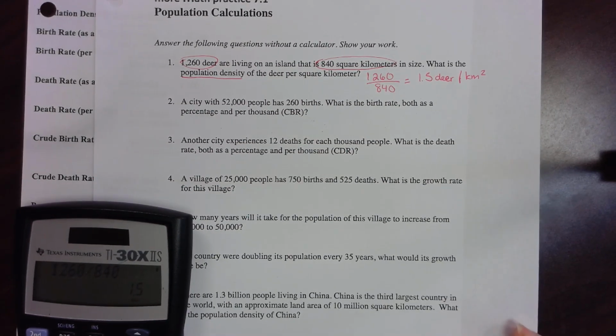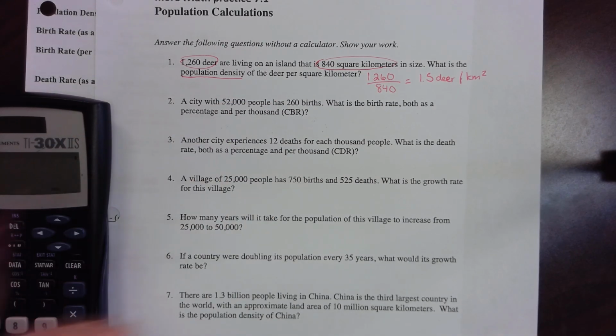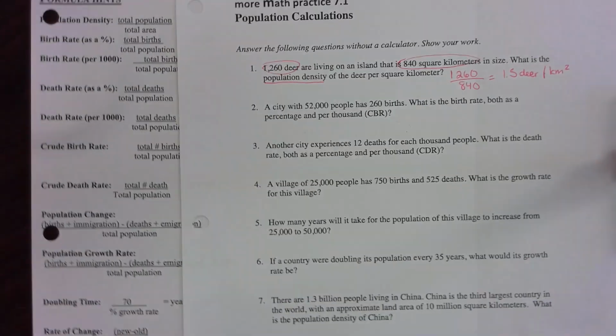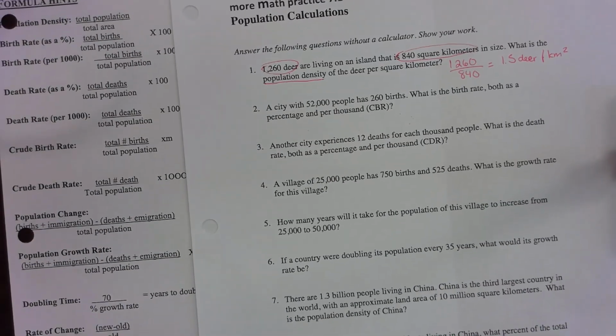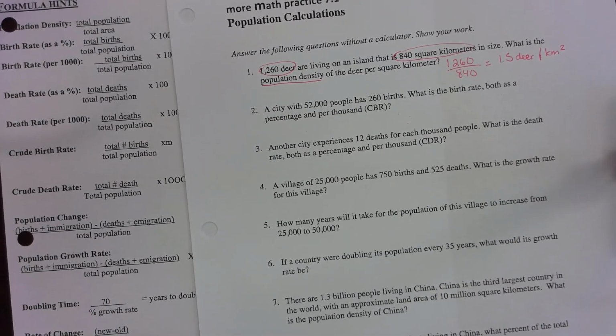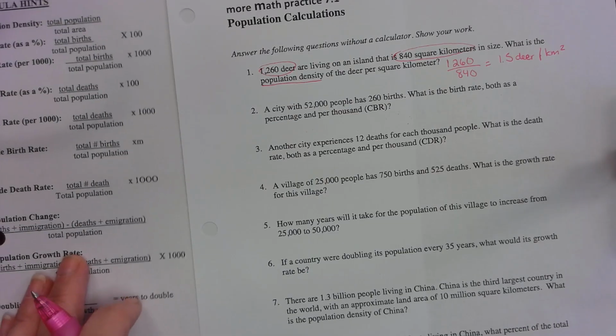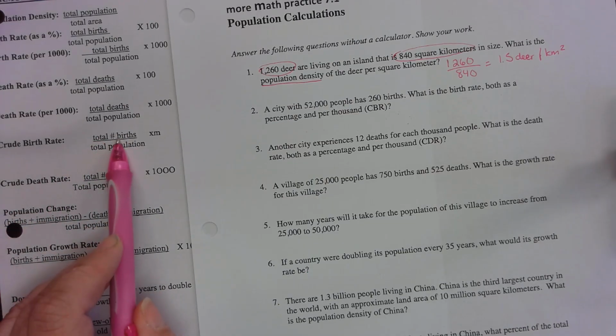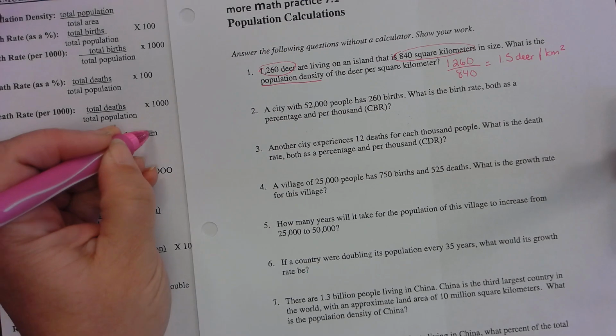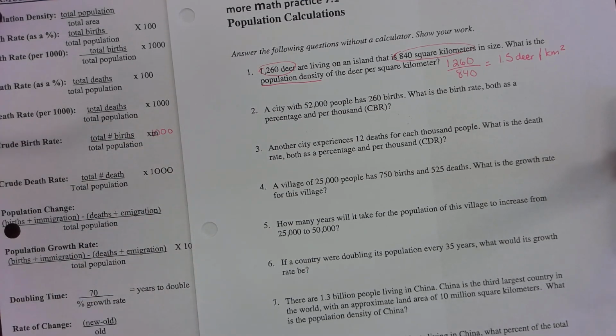A city with 52,000 people has 260 births. What is the birth rate, both as a percentage and per thousand? So we're going to start by taking our births. So we're going to do birth rate. So we're going to look at our crude. If we look at this, we have our crude birth rate, which is our total births divided by our population times 1,000.